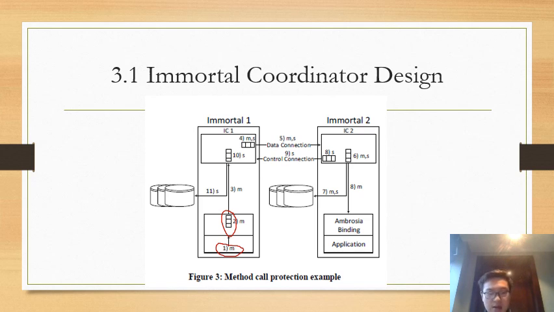And the third step is that the message is passed from process 2 to process 1, which is the Immortal coordinator. And in the Immortal coordinator, it looks at the destination of each message in the batch and adds it to the appropriate output buffer.